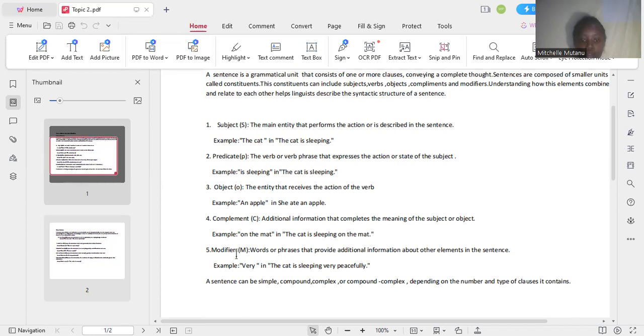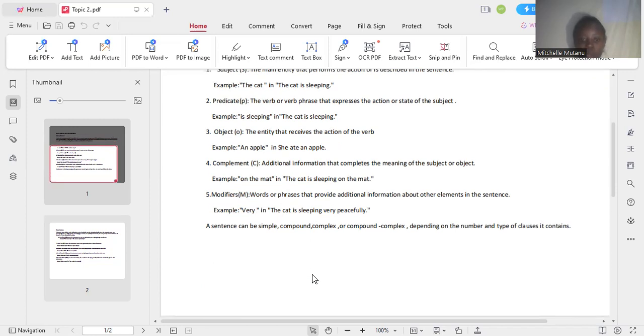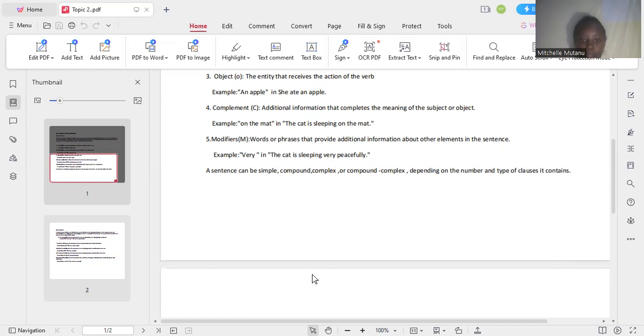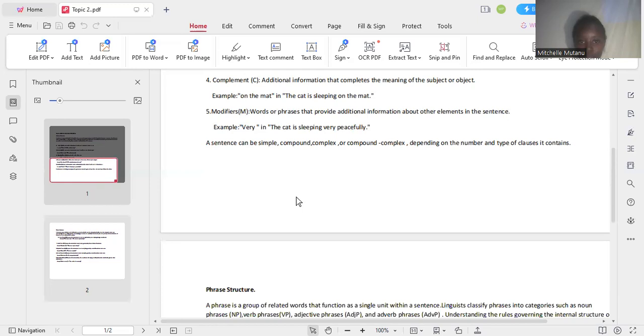Now we also have modifiers. Modifiers are words or phrases that provide additional information about the elements in the structure. For example, the cat is sleeping very peacefully. It adds information to the sentence. It tells us how the cat is sleeping. A sentence can be simple, compound, complex, or compound complex depending on the number and types of clauses it contains.